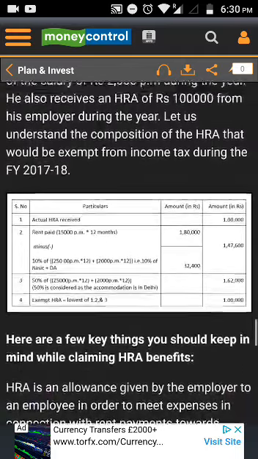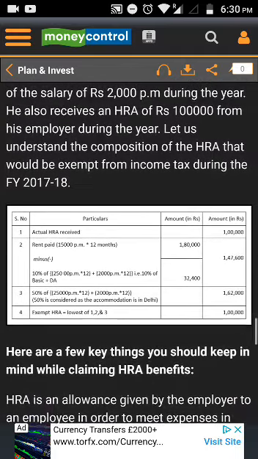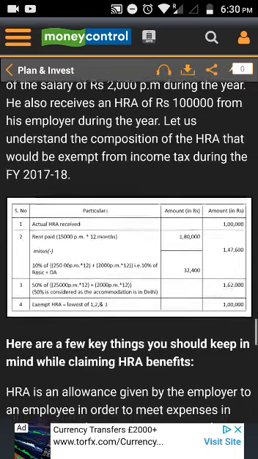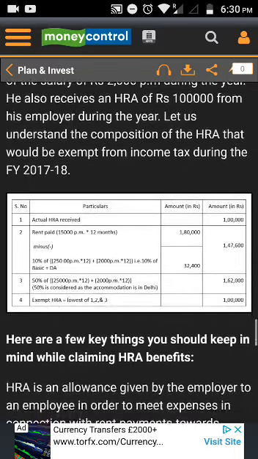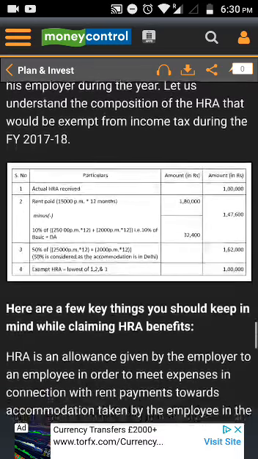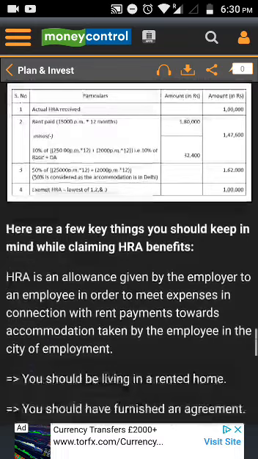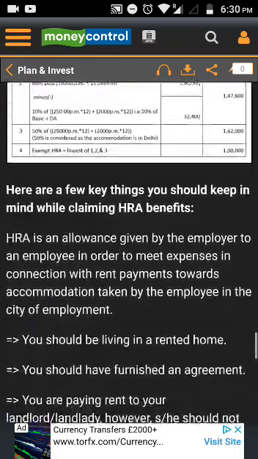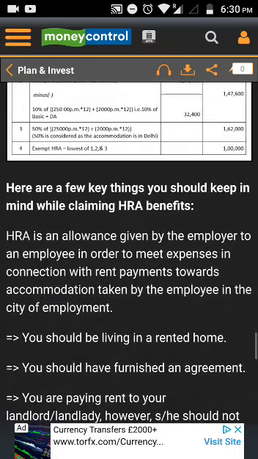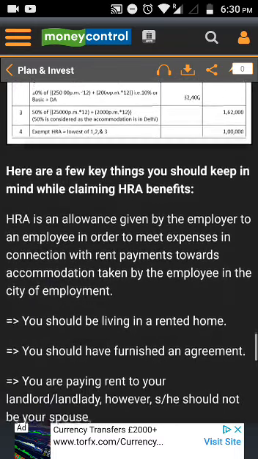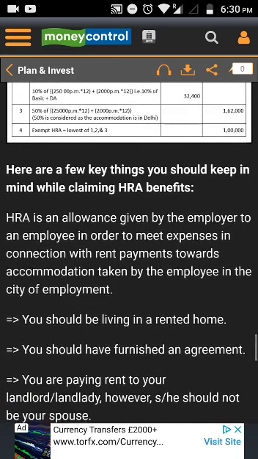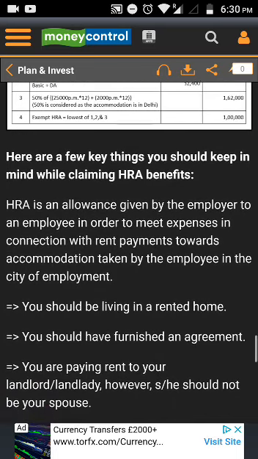To summarize, HRA is an allowance given by the employer to an employee in order to meet expenses in connection with rent payments towards accommodation taken by the employee in the city of employment. You should be living in a rented house. You should have furnished an agreement. You're paying rent to your landlord or landlady. However, he or she should not be your spouse.